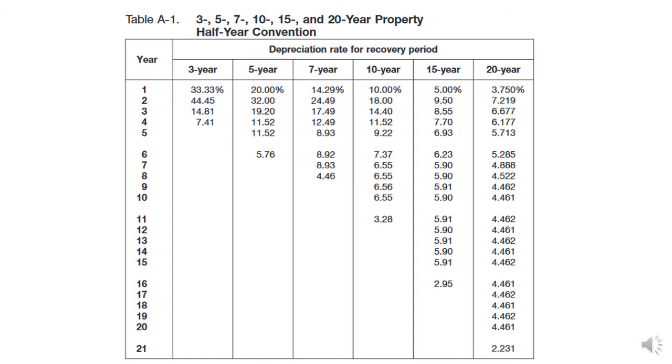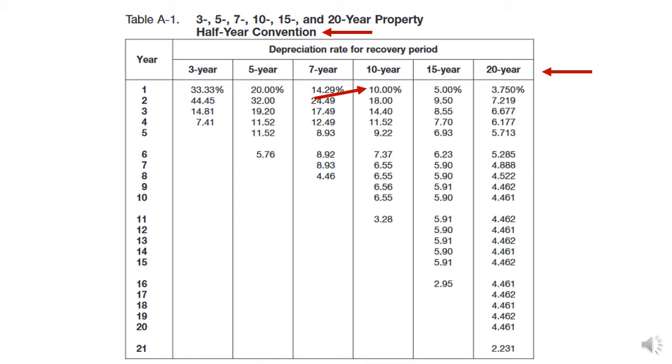Now let's take a look at an example of the personal property depreciation schedule. This appears in IRS Publication 946. As you can see, it assumes the half-year convention. Each column represents the percentage rates for a given class of property. Within the table, you would go to the year in which you're computing depreciation and find the appropriate percentage that you would record on your tax return.